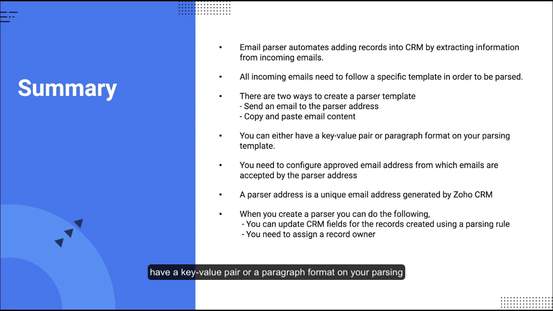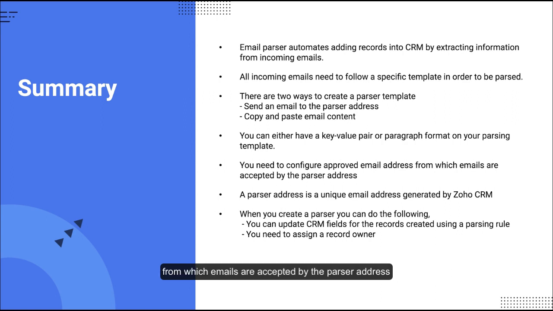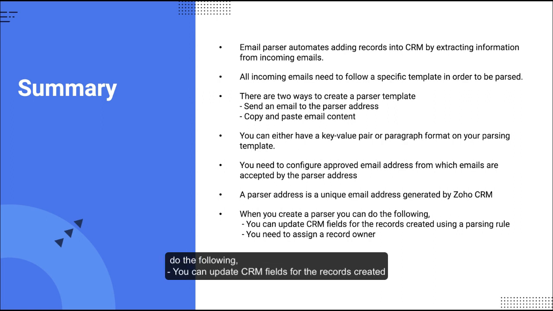You can either have a key value pair or paragraph format on your parsing template. You need to configure approved email addresses from which emails are accepted by the parser address. A parser address is a unique email address generated by Zoho CRM. When you create a parser, you can do the following. You can update CRM fields for the records created using a parser rule, and you need to assign a record owner.